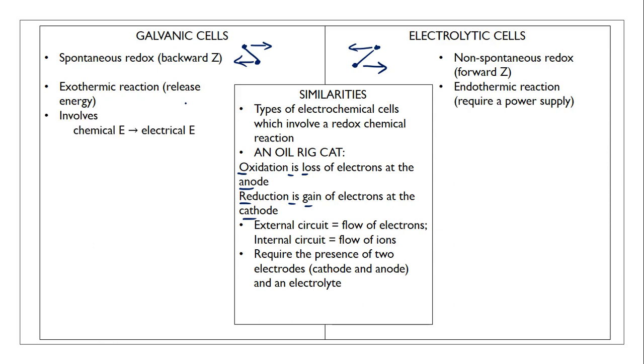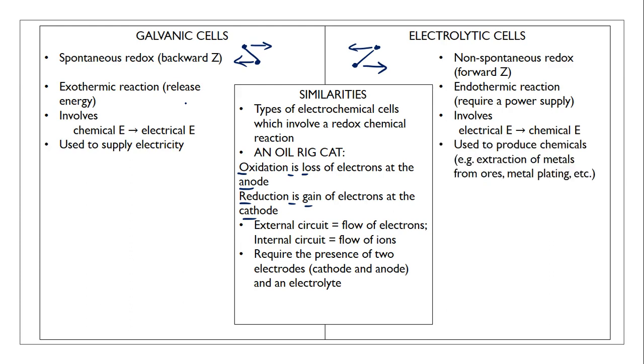Similarly, a galvanic cell converts chemical energy to electrical energy, and an electrolytic cell is the opposite. A galvanic cell is used to supply electricity because electrical energy is the output, whereas an electrolytic cell is used to produce chemicals.